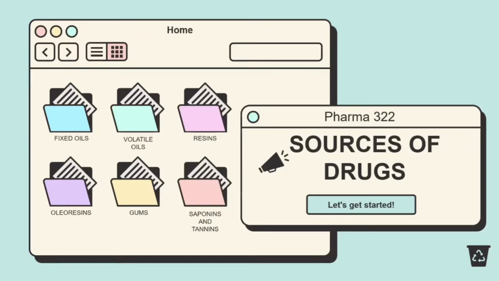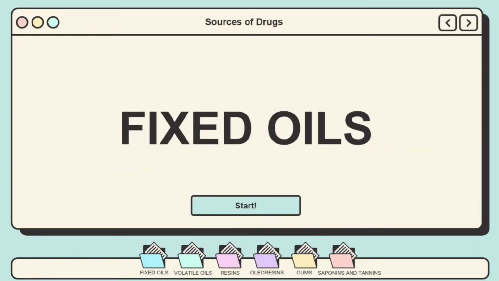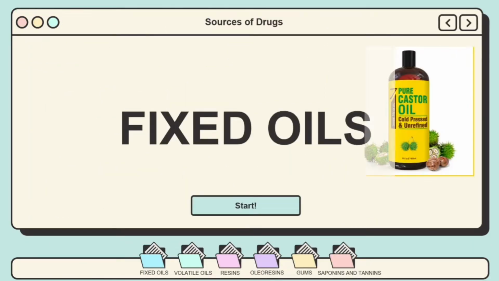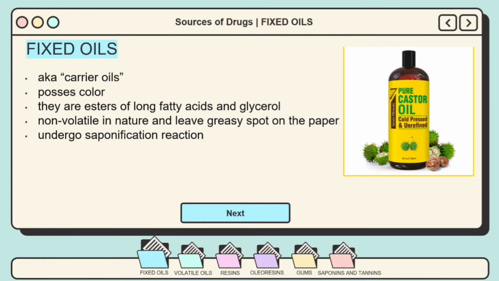Welcome to Pharma 322. Today, we will discuss the sources of drugs. First is the fixed oils. Fixed oils are also known as carrier oils.